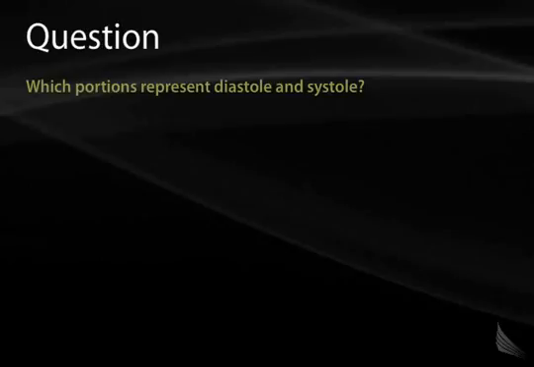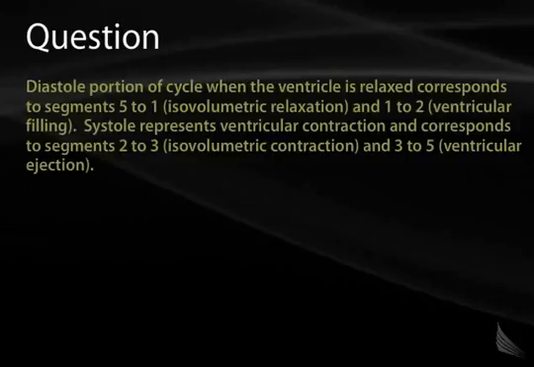Which portions of the curve represent diastole and which portions represent systole? The diastolic portion of the cycle occurs when the ventricle is relaxed. This corresponds to segments 5 to 1, as well as 1 to 2. Systole represents ventricular contraction, and that corresponds to segments 2 to 3 and 3 to 5.